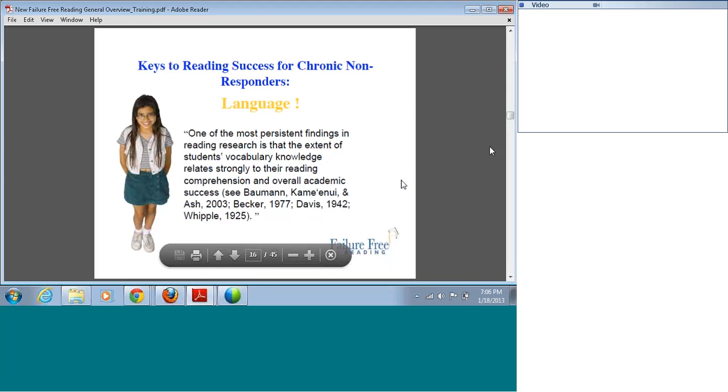So all of that being said, one of the most persistent findings in reading research is that the extent of students' vocabulary knowledge relates strongly to their reading comprehension and overall academic success. Bottom line, students can't read for meaning above their language level of comprehension. That is the truth. Students cannot read for meaning above their language level of comprehension.